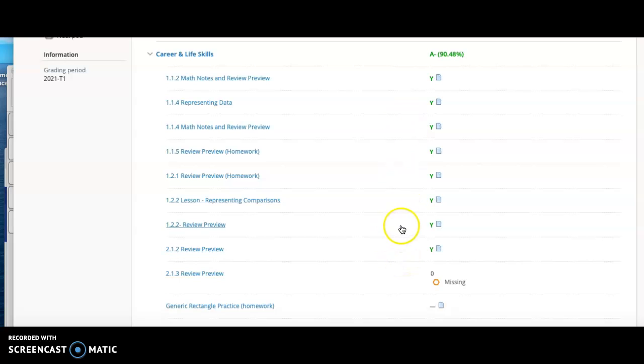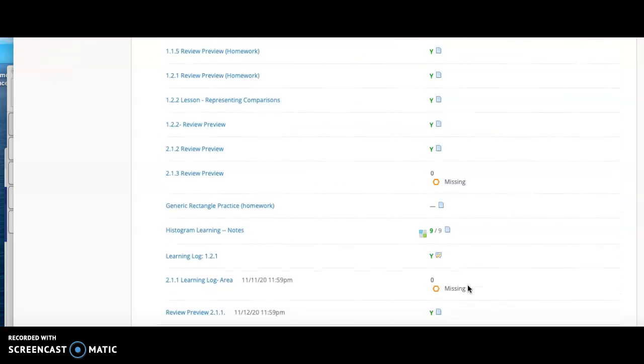So you can see on this student is receiving an A- in career and life skills. If this student goes through and looks, this student has everything completed except for the 2.1.3 review preview. Here she can see that by looking at the hexagon here, the orange hexagon, that tells me that this is missing. The assignment is missing. So it needs to be completed before the student gets credit.